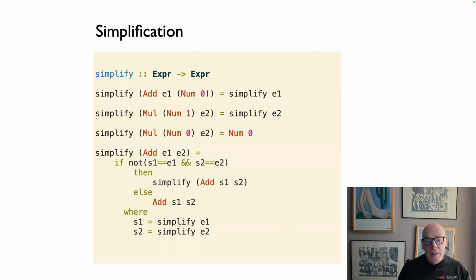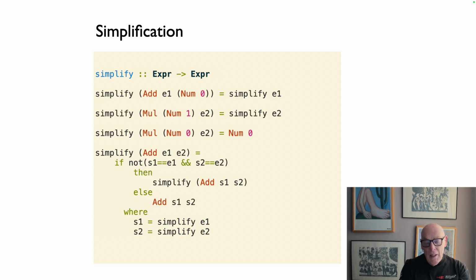It's more complicated in the case of an add. What we'd like to do with add is simplify both halves. So here S1 is the result of simplifying E1, and S2 is the result of simplifying E2. Then we'd think the answer might be add S1, S2, but that's not going far enough. We want to simplify that result because it may be that S1 is itself num 0, so we could then simplify that top level addition of a 0.